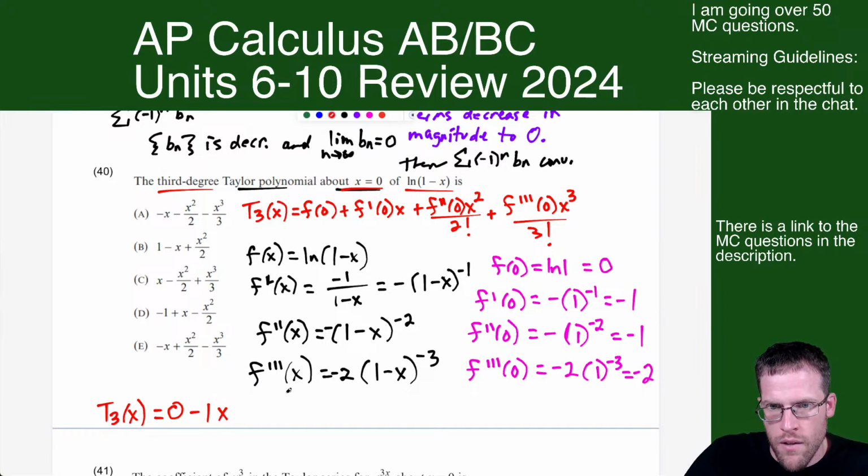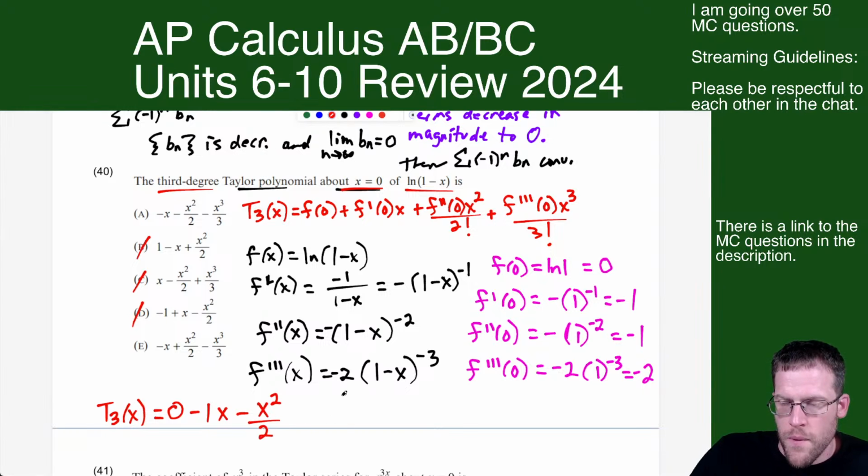So just minus x. And now the x squared term, I have minus x squared over 2 factorial. 2 factorial is 2. And then next I have f triple prime, which is minus 2, f triple prime 0.